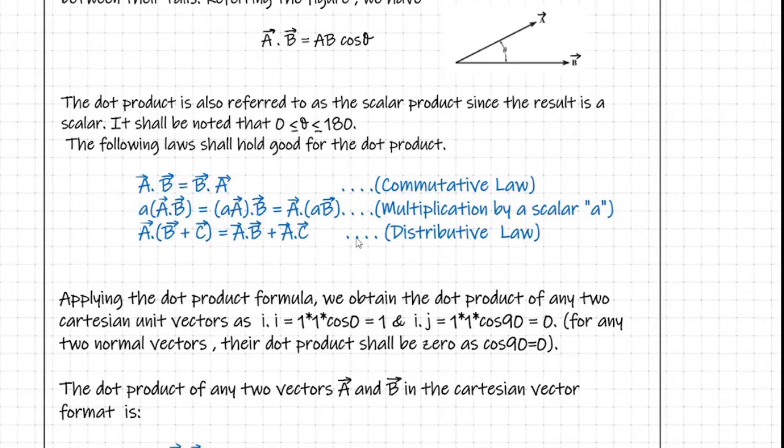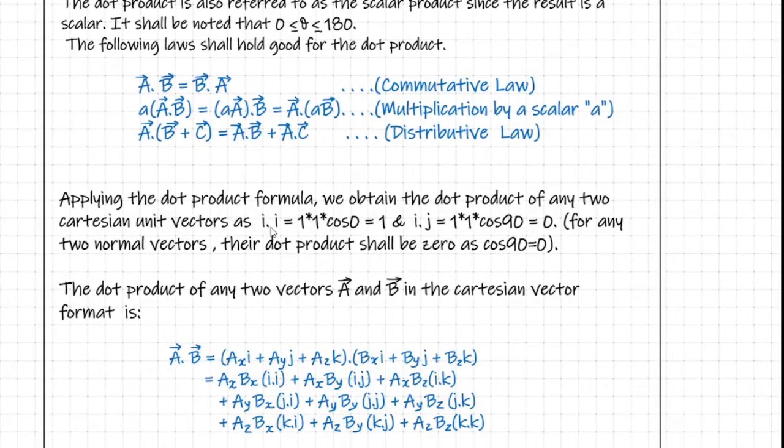Now let us apply the above formulation to obtain the dot product of any two Cartesian unit vectors. For example, suppose we are interested in calculating i dot i. As per the above definition, this is the magnitude of i, that is 1, into the magnitude of i, that is 1, into the cosine of the angle between these two vectors, that is cos 0, which is 1. Similarly, let us go ahead with i dot j. That is equal to 1 into 1 into the cosine of the angle between i and j, which is 90 degrees. So cos 90 is equal to 0.